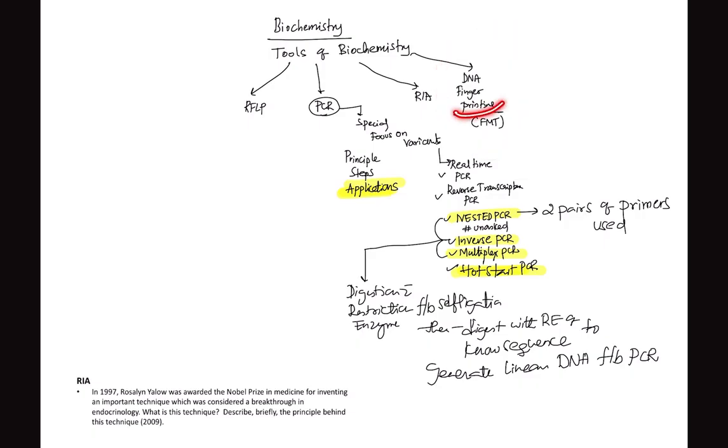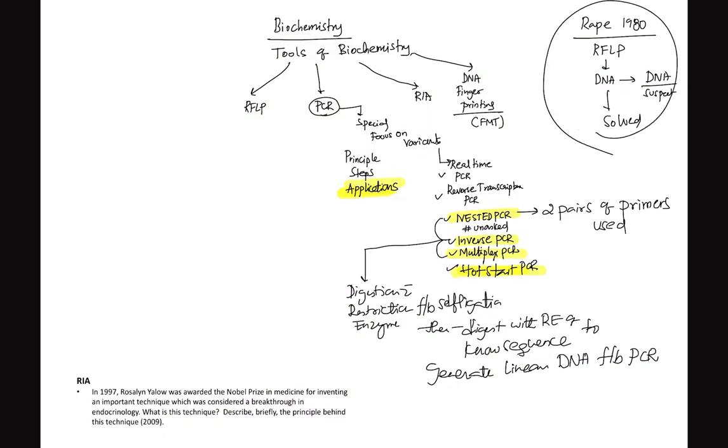DNA fingerprinting is an indirect question, because a rape case happened around 1980. They wanted to catch the suspect, right? They used the RFLP technique. Based on that, they matched the DNA sample at the crime scene with the DNA sample of the suspect. That's how the case was solved. So this is the origin of DNA fingerprinting. DNA fingerprinting is not a separate entity.